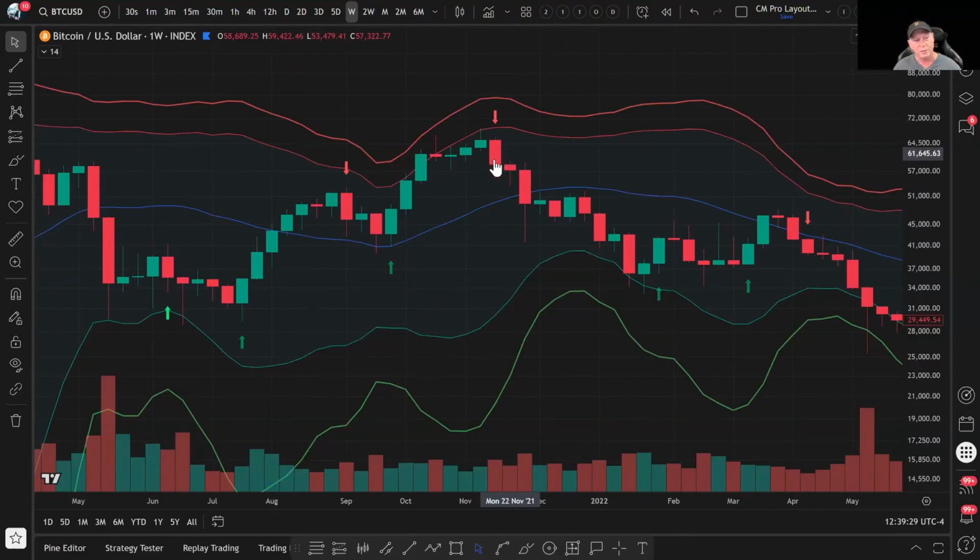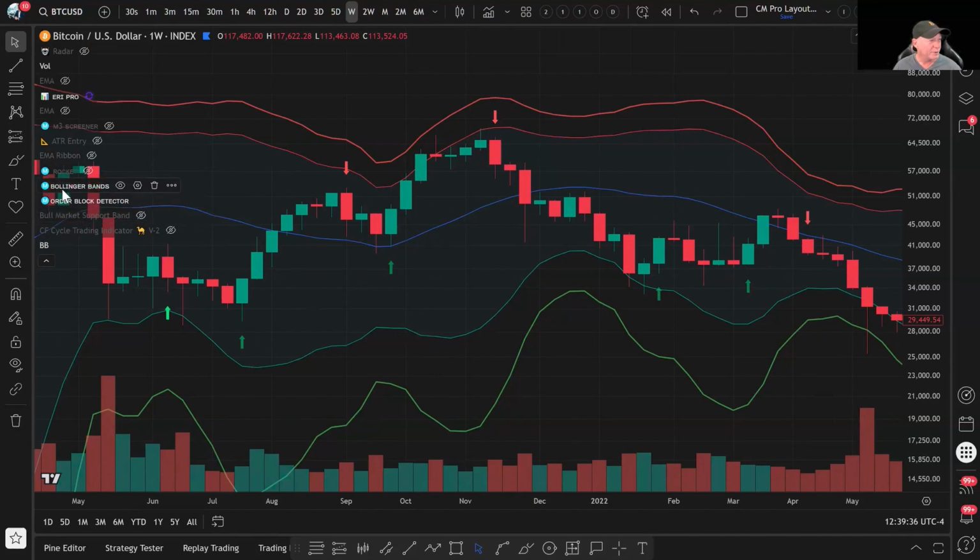Bearish engulfing candle. The red candle is larger than the green one. Bearish early reversal indicator. And I'm going to turn off the standard Bollinger Band.